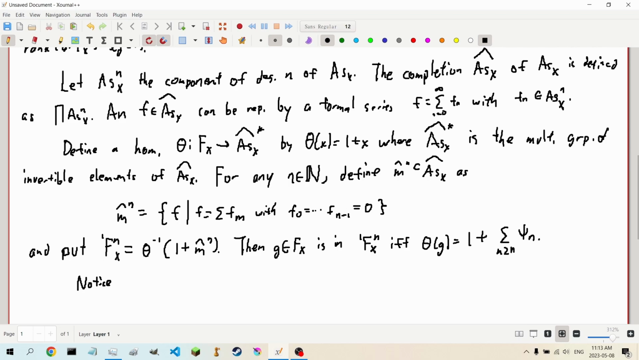Notice that F_1(X) prime is just all of F(X), and that F_n(X) prime is in F_(n-1)(X) prime.